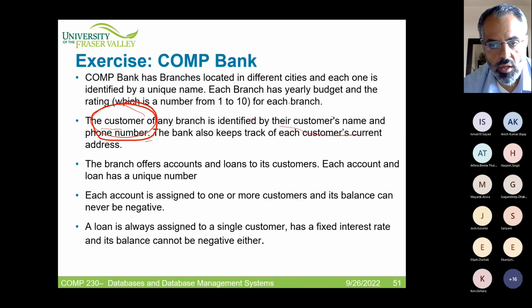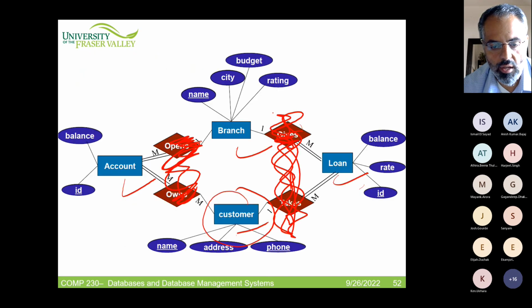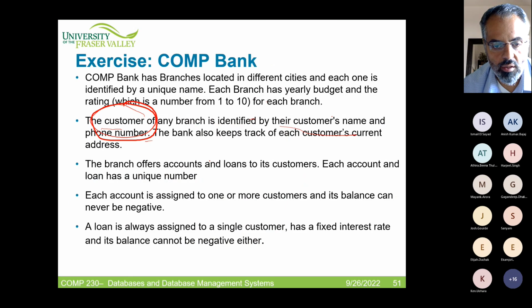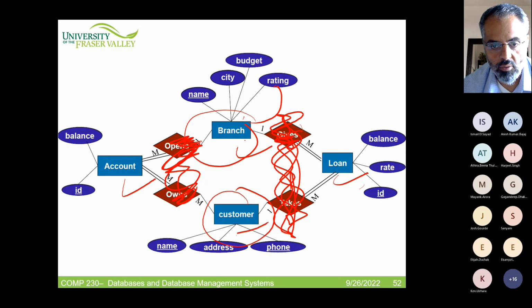And here each branch has a yearly budget and so on. So I have a branch, so I should create an entity set. And then branch offers accounts and loans. Each account and loan has a unique number. So we talk now about loan and account.